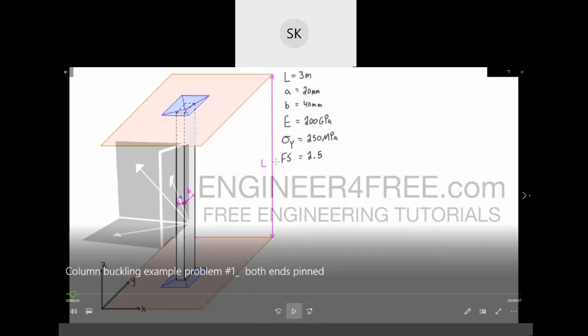Let me know if the volume is okay or not.